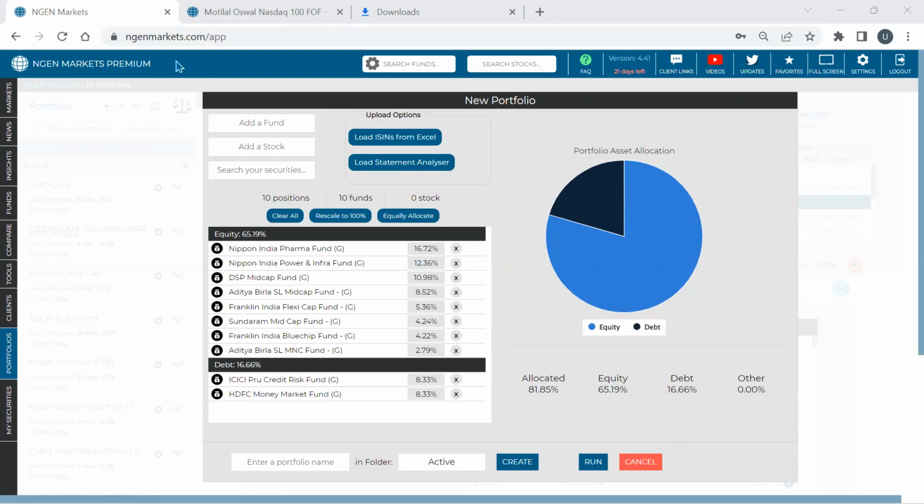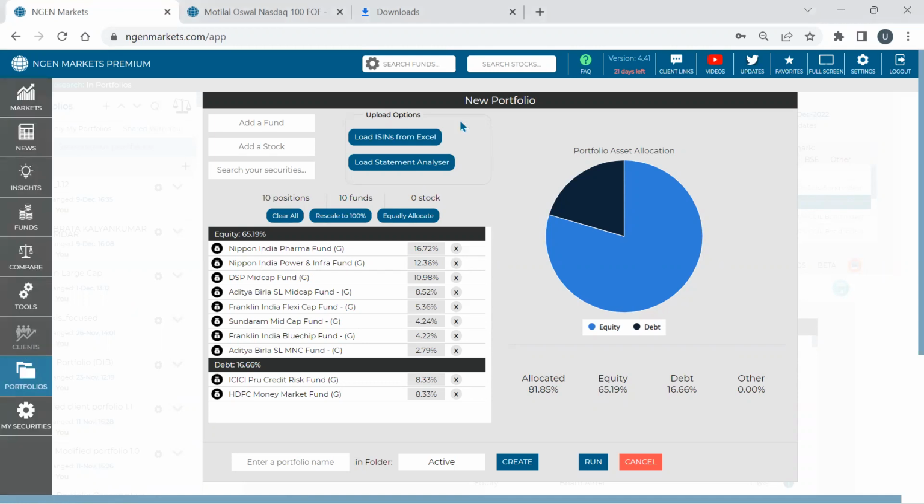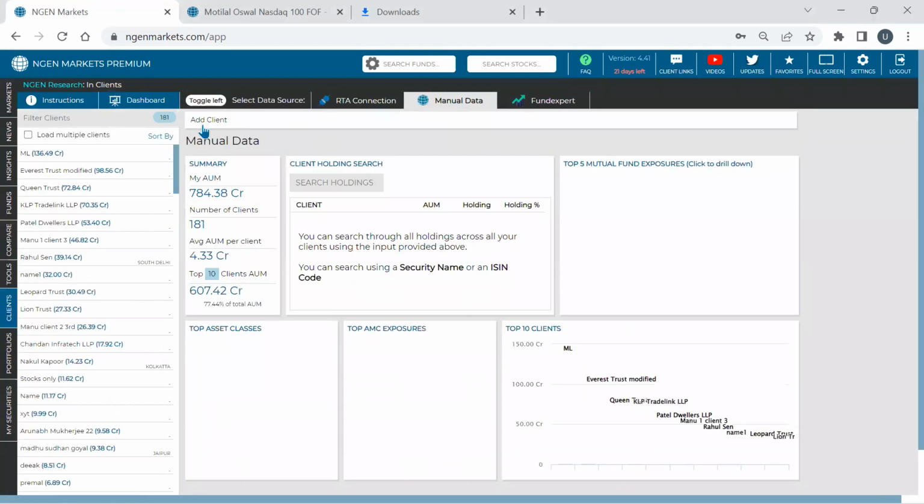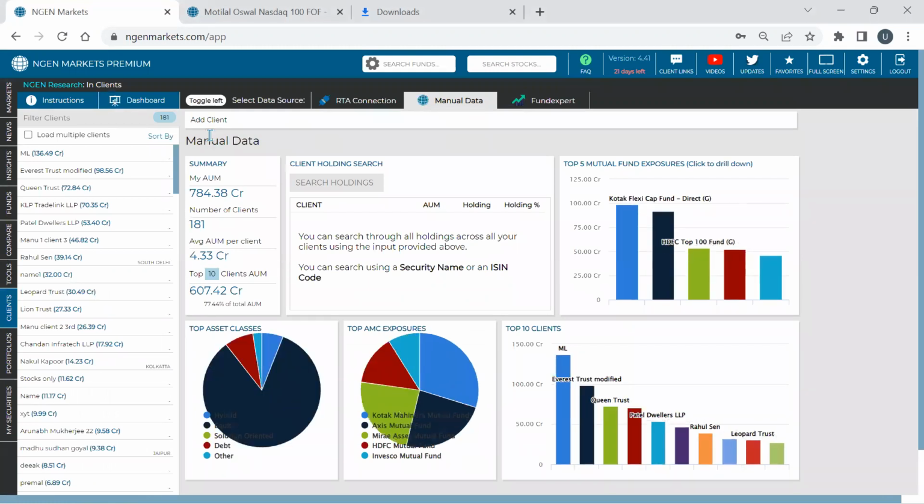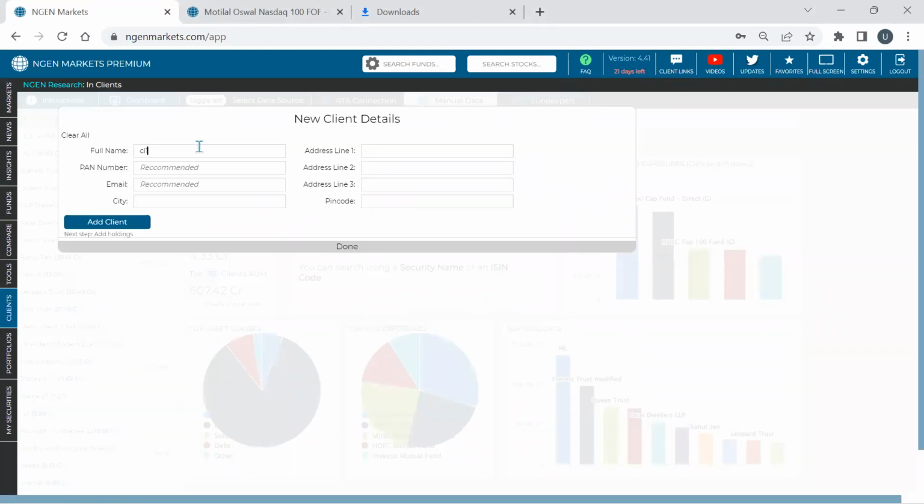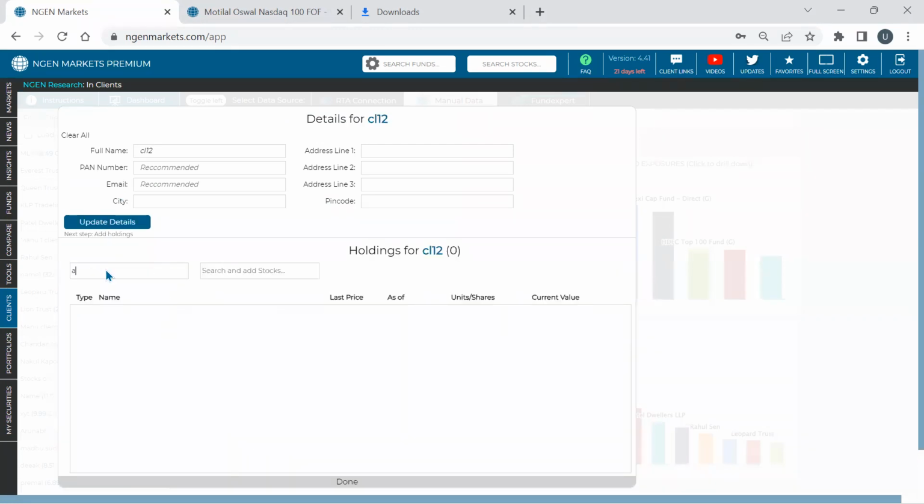If you use the RTA connection, then everything comes in. If you want to selectively add some, then the best bet is the manual data section. We will actually be adding a function where, in the manual data section, you will be able to load clients in from the statement analyzer instead of having to add the holdings one by one like this. So that should make things easier. But if you have an RTA connection, then we don't have any facility to exclude particular clients yet.